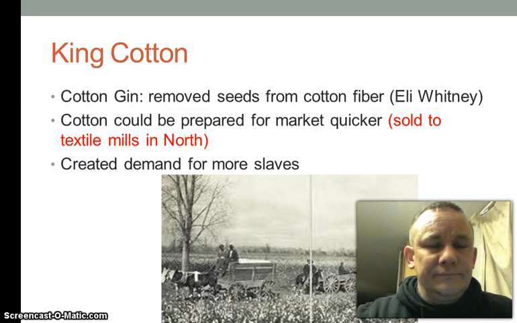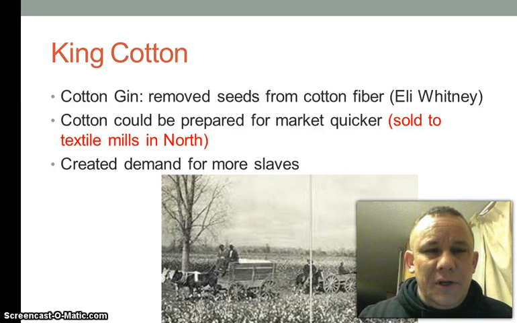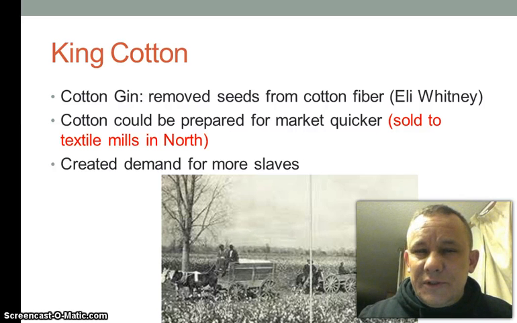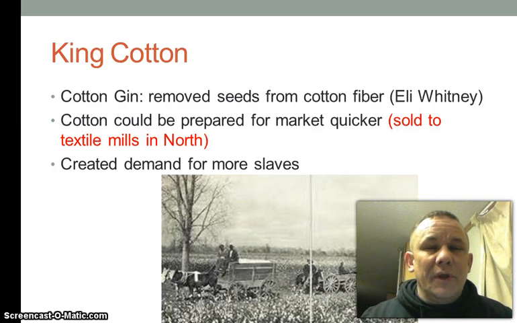King Cotton. The cotton gin, invented by Eli Whitney, removed seeds from cotton fiber. When Eli Whitney invented the cotton gin, there was a greater demand for slaves because of the production. With the cotton gin, more cotton could be produced at a quicker pace. Cotton could be prepared for market quicker, and the cotton was sold to textile mills in the North.